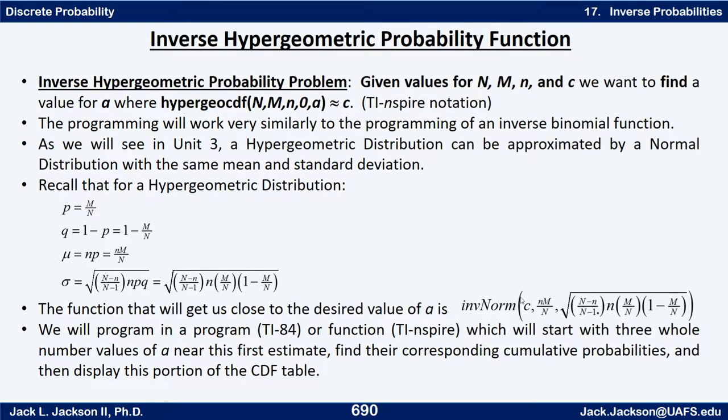And so we're going to use this first estimate of a to give us 3 whole number values for a that are close to this, and we'll produce a table that has a CDF table with the CDFs of all those 3 values. And what we're also going to do is, like we did in the binomial, we're also going to have a column for the proportions as well, because oftentimes we're interested not only in the x values, but in the proportions. And so in the next 2 videos, we're going to see how to program this in the TI-Nspire and then the TI-84.